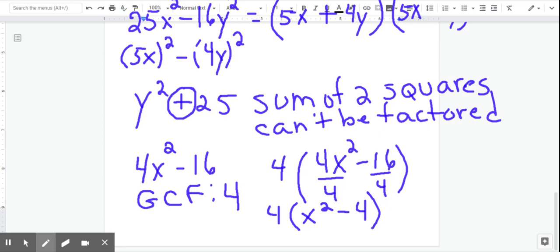Well, now you have to ask yourself, can I factor this anymore? Well, x squared minus 4 is the difference of two squares. So you bring down that 4, and then you factor it into the sum and the difference of the same two terms. That would be x times x and 2 times 2.